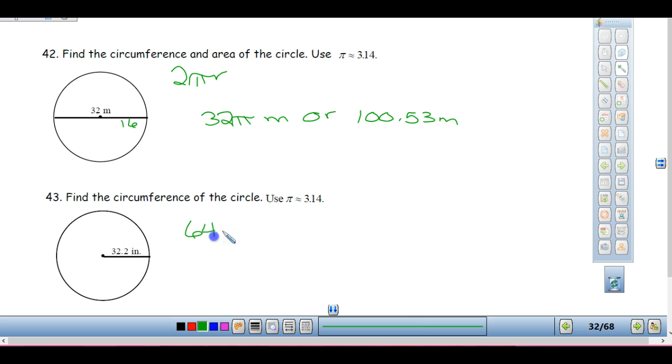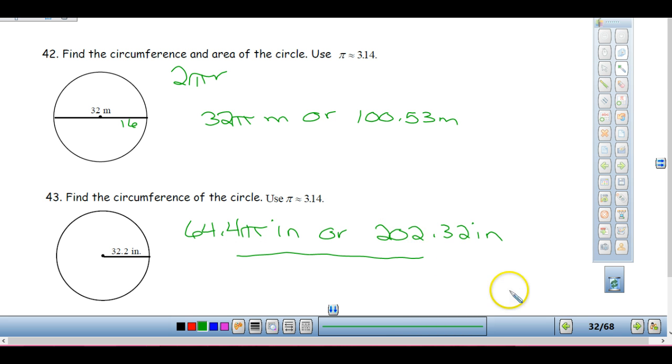Okay, again a circumference one, 2 pi r, so 2 times 32.2 gives me 64.4 pi. Remember, with circles you have to include your pi. Okay, inches, or multiply it out and get 202.32 inches. I will take either answer on your final. You can leave it in terms of pi, or you can multiply it out.